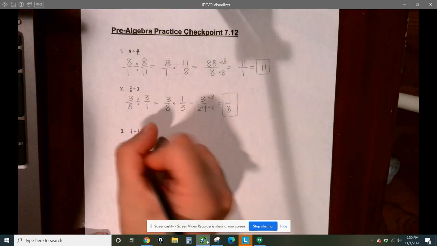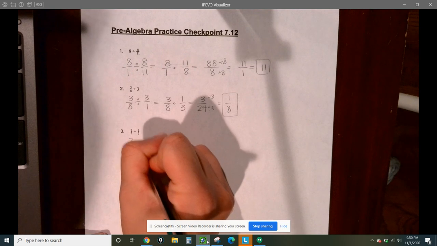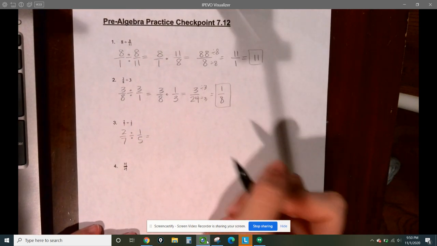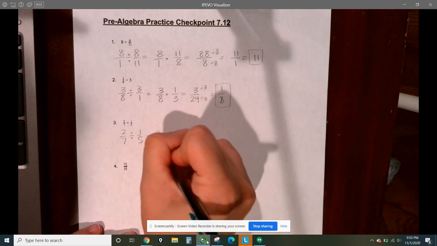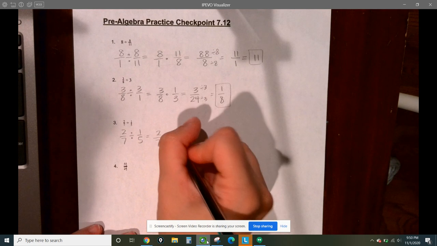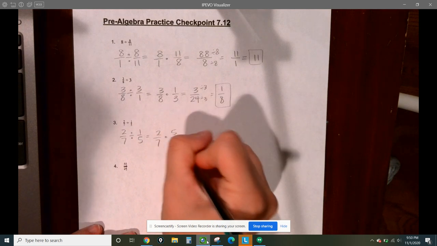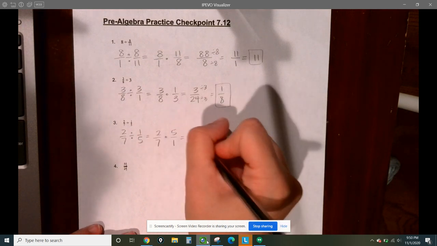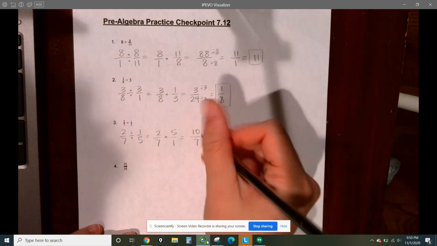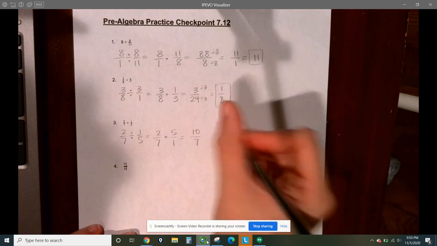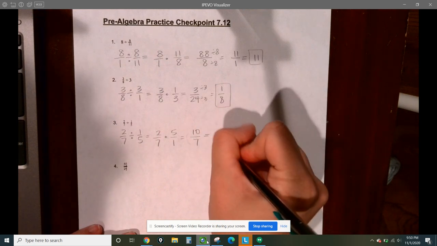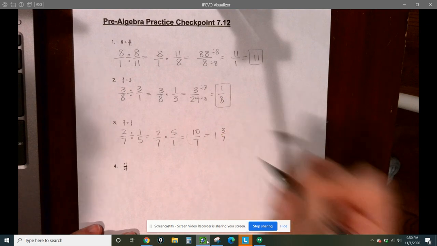Okay, number 3 is 2/7 divided by 1/5. So I'm following the same process I did on these other two. I'm going to keep the first fraction the same, 2/7, and I'm going to multiply by the reciprocal. So instead of 1/5, I'm going to multiply by 5 over 1. So multiplying the tops, I get 10. Multiply the bottoms, I get 7. So that's reduced. I can't divide by anything, but I could turn it into a mixed number. 7 goes into 10 one time with 3 left over. So 1 3/7.